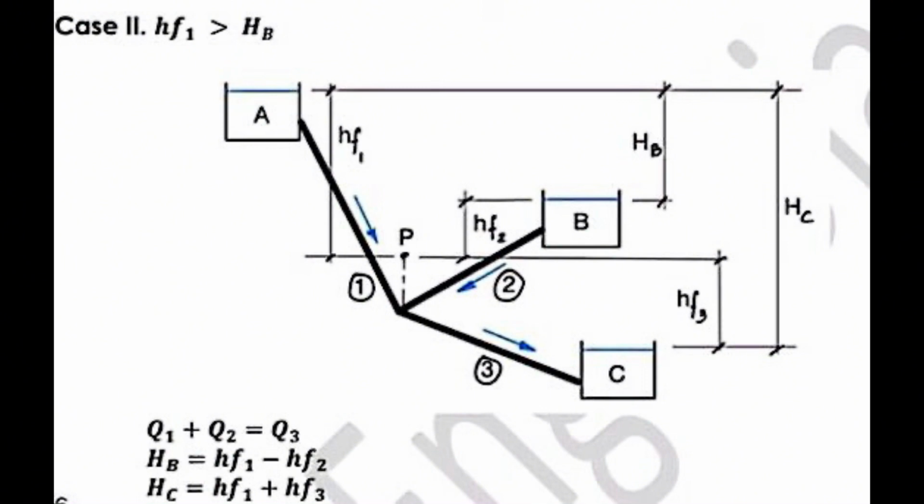From this, we can derive the formula Q1 plus Q2 is equal to Q3. Head at reservoir B is equal to head loss in pipe 1 minus head loss in pipe 2. Head at reservoir C is equal to head loss in pipe 1 plus head loss in pipe 3. So now, let's proceed to the examples.